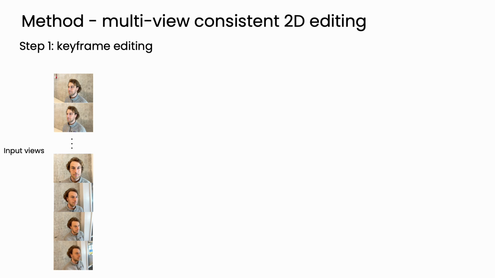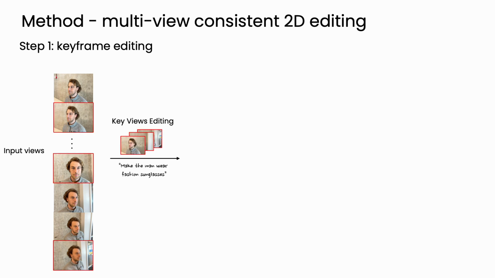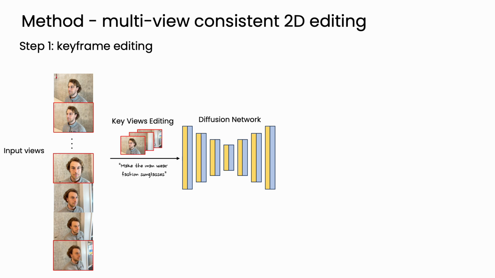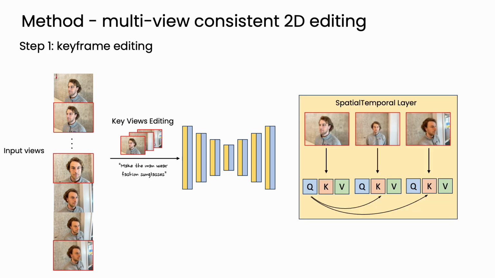Step 1, we will first edit the keyframes. Given a bunch of input views, we first sample different key views and send them together to a modified 2D editor. We use InstructPix2Pix as our base 2D editor and modify it with a new spatial temporal attention layer. This layer will make sure that edits between different key views are roughly consistent. The figure on the right of the slide is an illustration of the spatial temporal layer, where in the layer, the query of different images can attend to the key and value of other views.